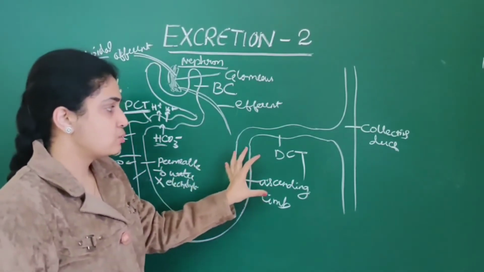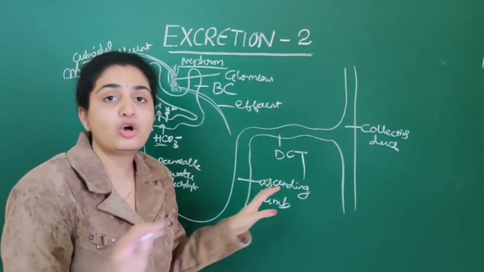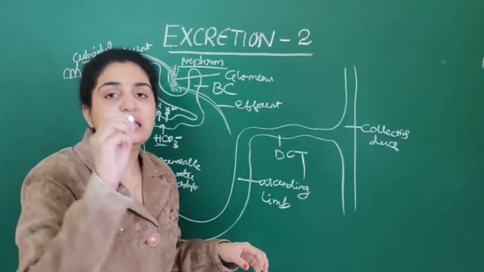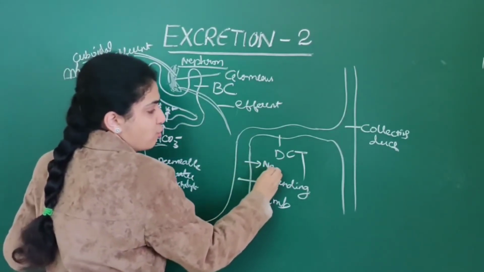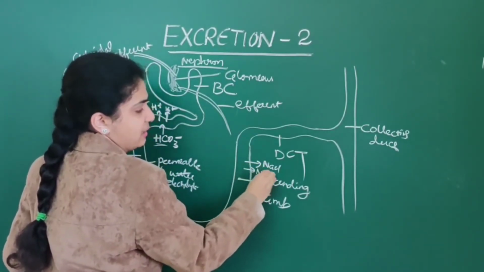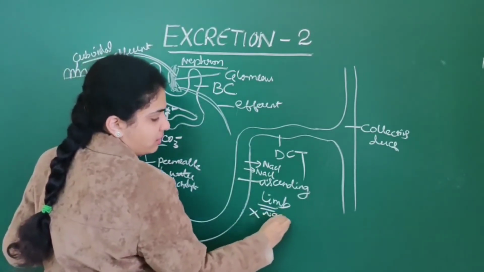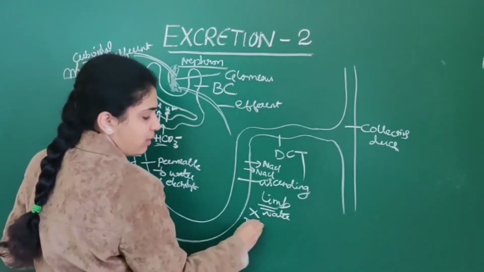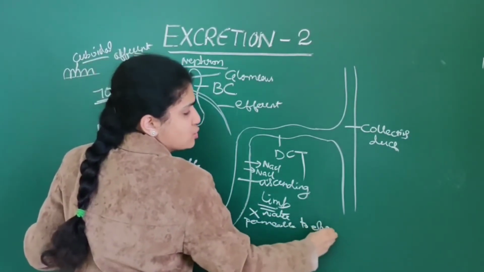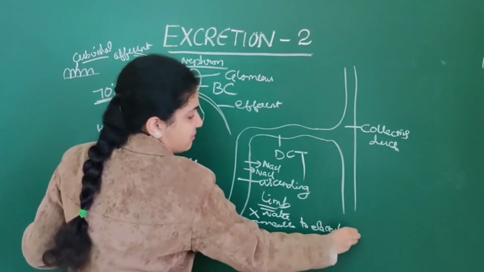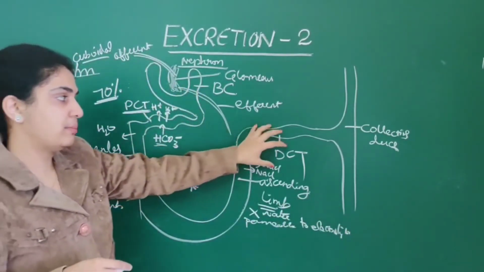When it comes to the ascending limb, it is not at all permeable to water. It is only permeable to electrolytes, so much NaCl is transported out. It is not permeable to water; it is permeable to electrolytes. Okay? Next, the DCT, and I'll tell you a simple way to remember.